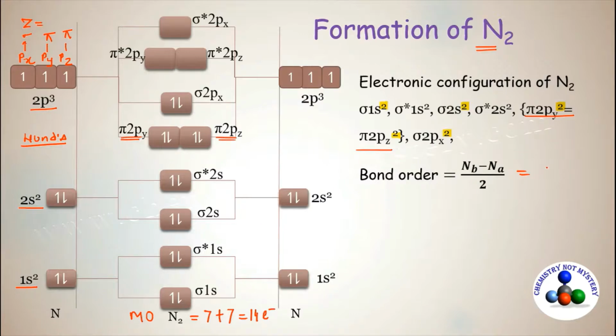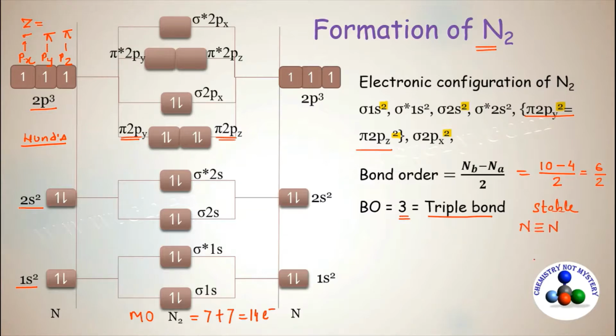So that means there are 10 electrons in bonding molecular orbital and the remaining 4 will be in anti-bonding molecular orbital, divided by 2. So when you calculate it, you will get 6 over 2. Bond order is positive. That means the molecule will be stable. And a bond order of 3 represents the triple bond between the two atoms. So there is a triple bond between two nitrogen atoms.